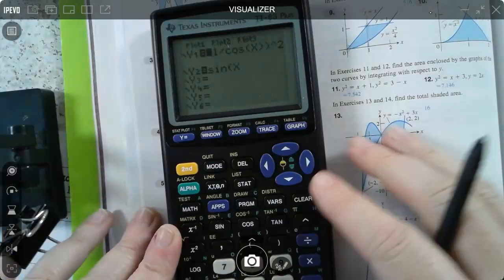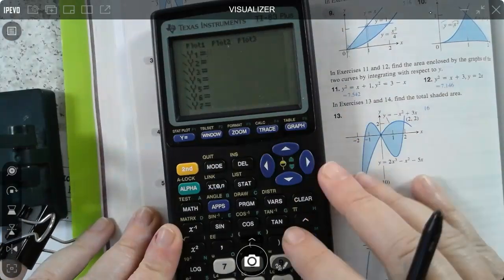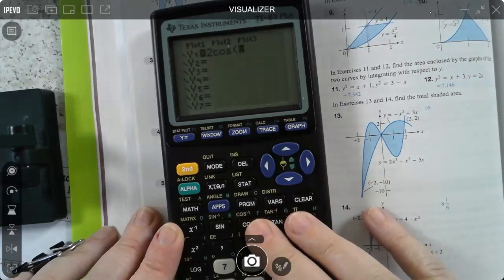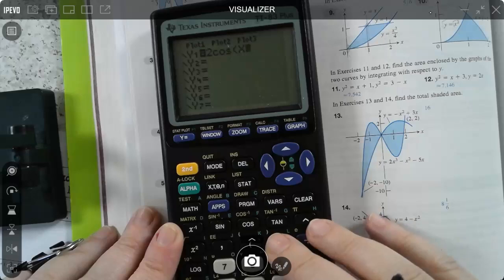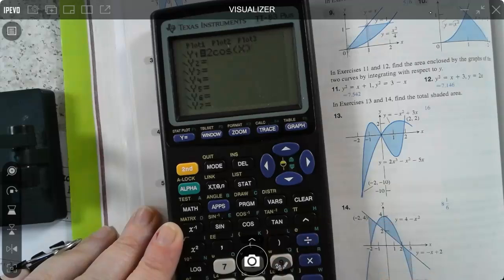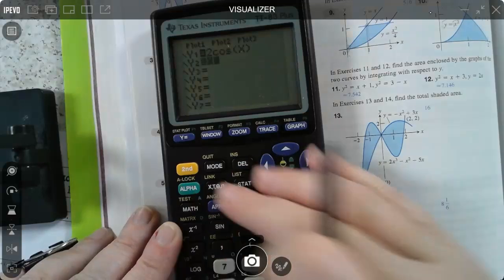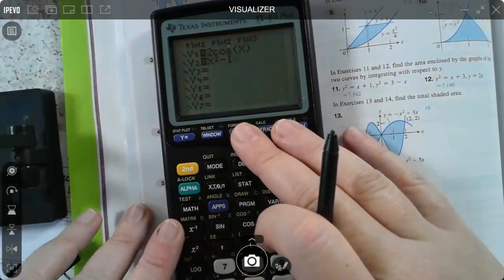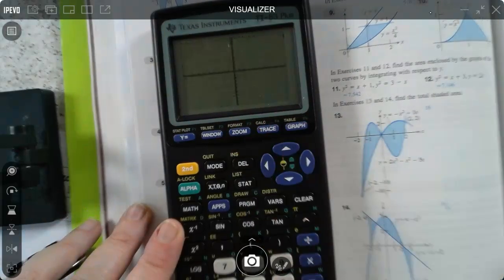What were my 2 equations? 2 cosine what? What was the other one? X squared minus 1. All right, this is not a real problem number. I'm just showing you how to do this.